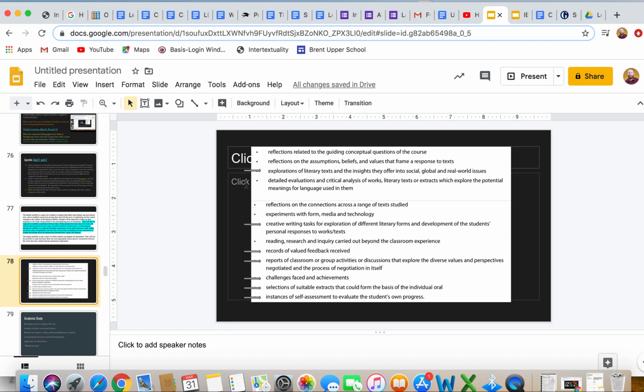And then finally, this one is also dealing with the exploration of literary texts and the insight they offer in terms of social, global, and real world issues, which is very prevalent to what we're doing in your Lit Circle groups. So the idea here is that I would like you for the remainder of this year and then also going into next year to curate all of your conceptual pages, right? Based on conversations that we're having, observations that you're making in your day-to-day life and experiences.